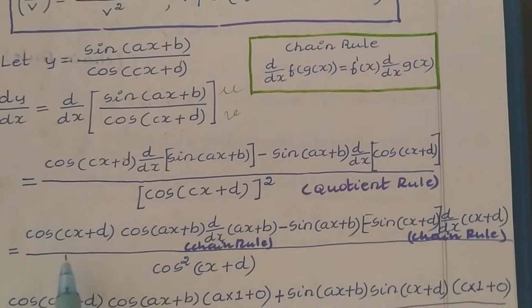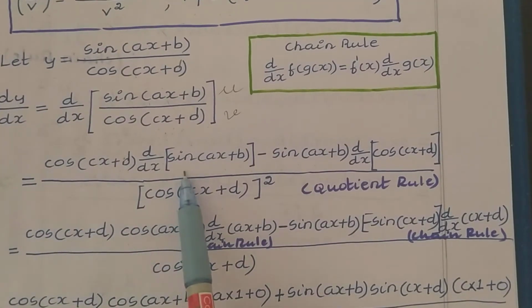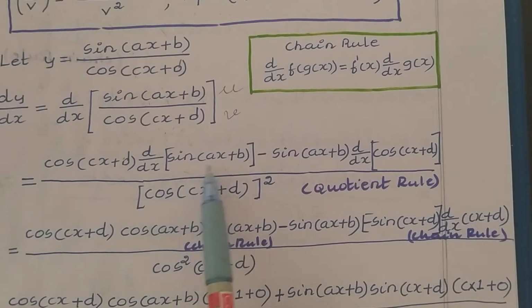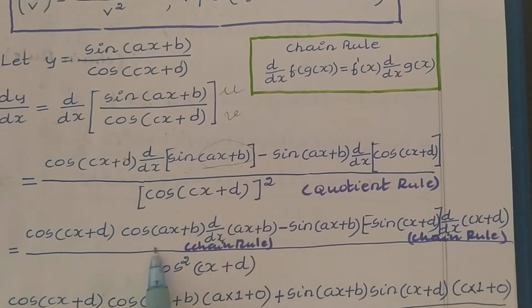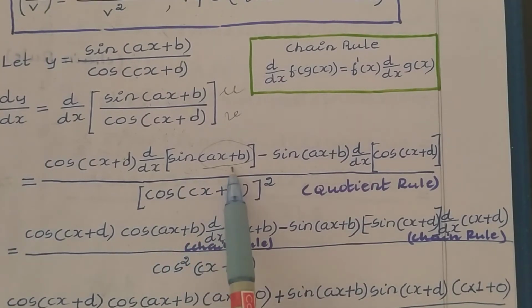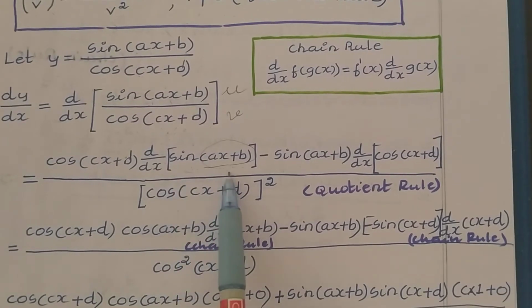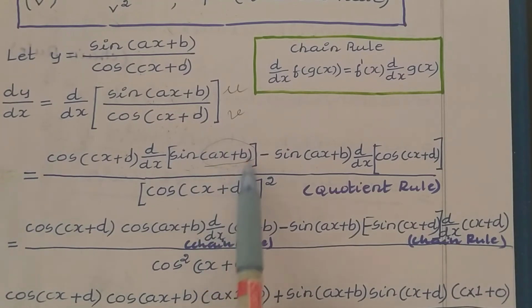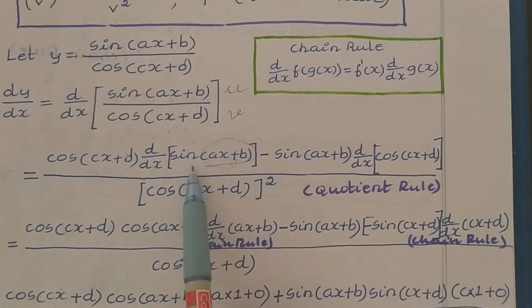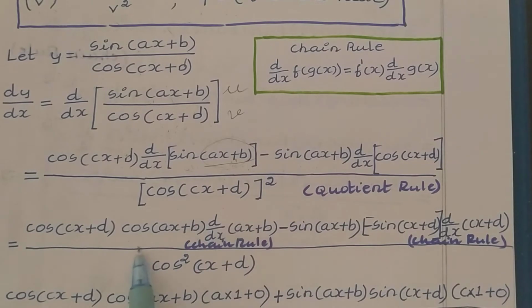So here we get cos(cx + d) into the derivative of sin x, which is cos x. In the place of x we have this value, so we can write this derivative as cos(ax + b). And here we have two functions, one is sine, another function is ax + b. This is a composite function, so again you have to differentiate by applying the chain rule. So the derivative of sin(ax + b) is cos(ax + b) times d/dx of (ax + b). This is the chain rule.